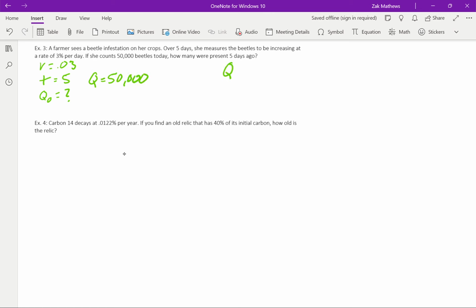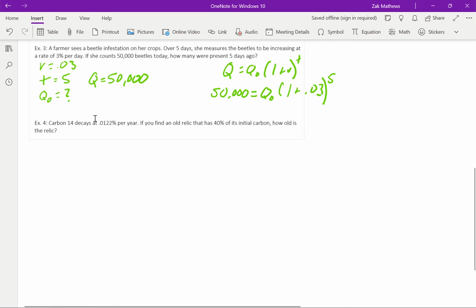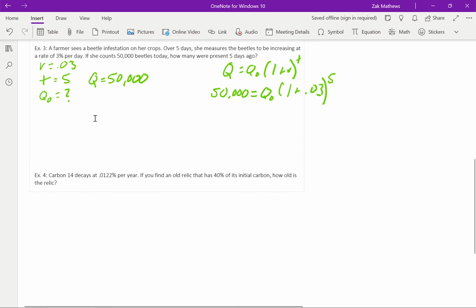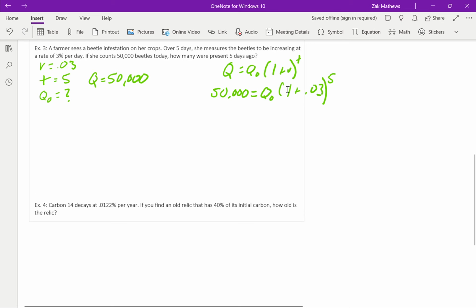Remember our formula, Q equals Q naught, 1 plus the rate to the T power. I'm going to plug the 50,000 in for the final Q. We're solving for the Q naught. And so we need to get that Q naught by itself. Let me create a little space here. To do that, we would need to find this green parenthesis here and then divide that entire expression over.